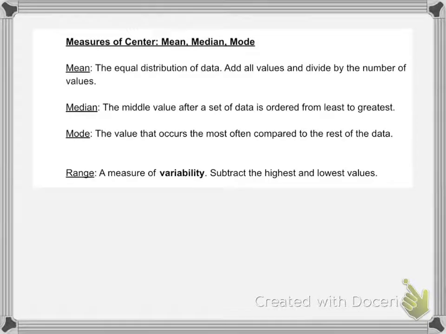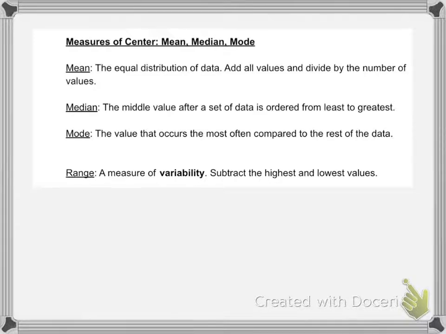Hi, ladies and gentlemen. Today we are going to continue talking about the measures of center, the median and the mode, and also a measure of variability, the range. Yesterday we talked about the mean. The definition is still here. We're going to add all the values together and divide by the number of values, and that gives us an equal distribution of the data, or an average.